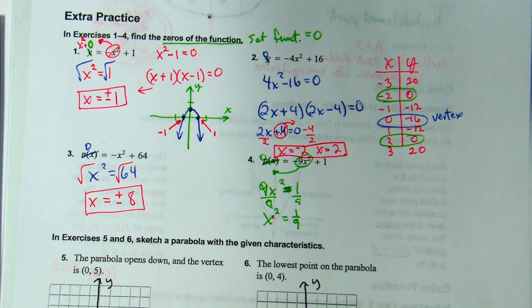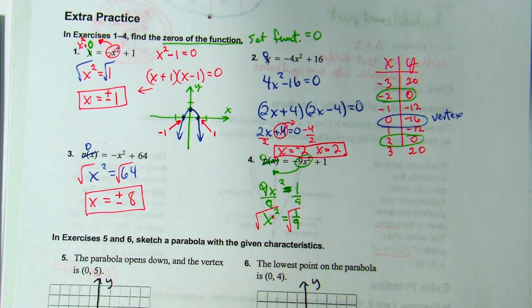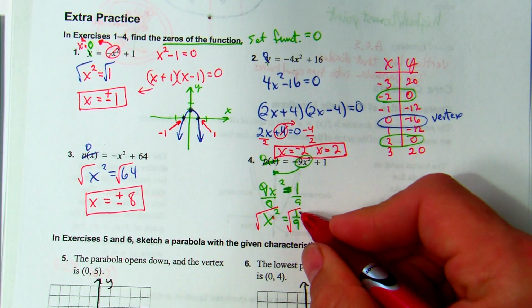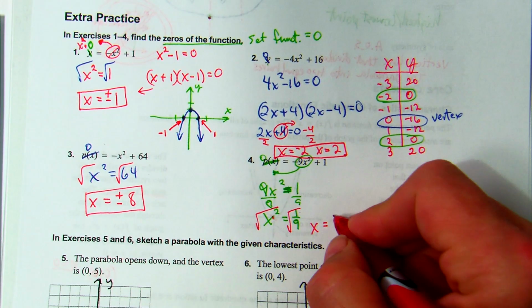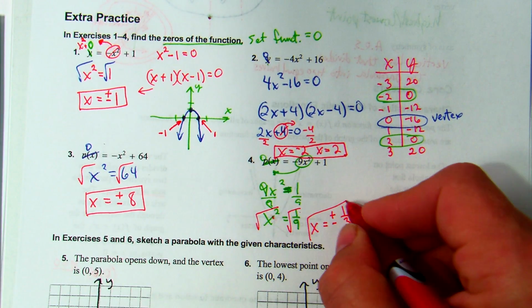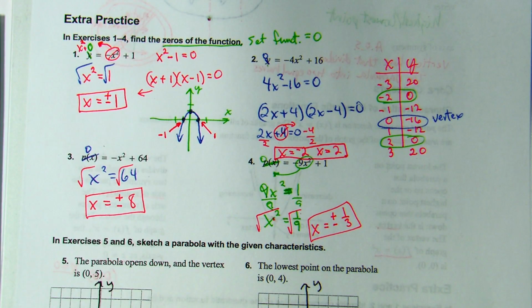Well, I can still take the square root of both sides here. Take the square root of x squared, square root of 1 over 9. And so x, in this case, would be equal to 1 over 9, taking the square root of that, would be a plus or a minus 1 over 3. So we have positive 1/3 or negative 1/3, and I could solve it just like that.